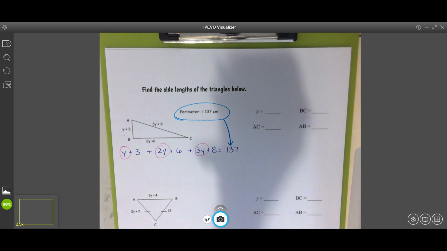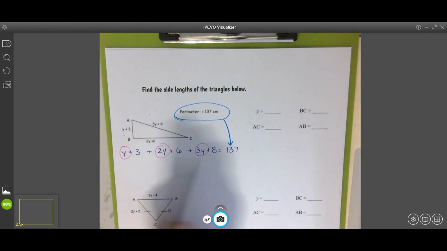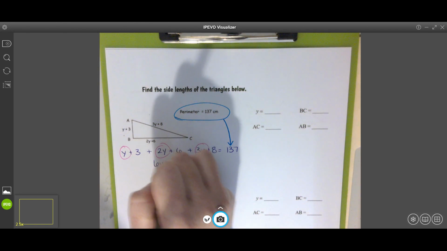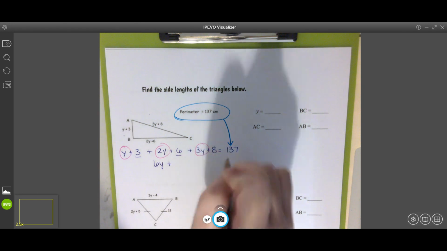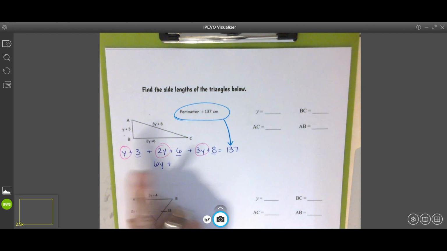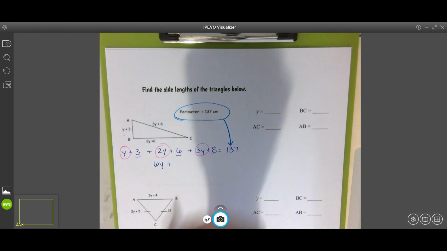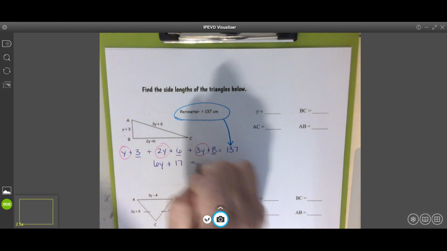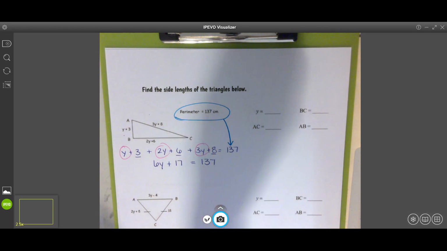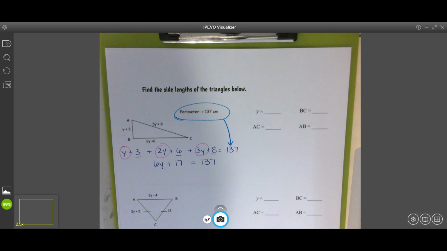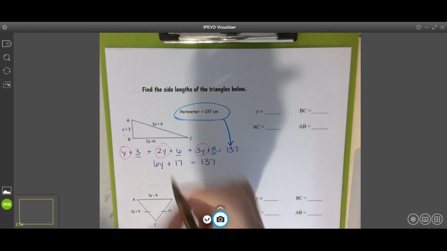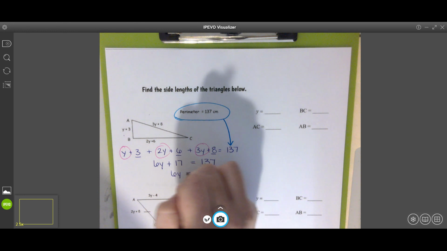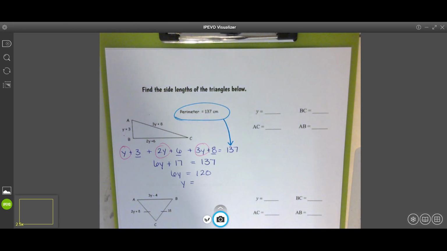When I do that, you can see that I have 1y, 2y, and 3y, which makes 6y. My constants, I'm going to add them up. I have 3 plus 6 plus 8, which gives me a total of 17. And now I can solve my equation to get y by itself. So I'm going to subtract 17 from both sides. And then I'm going to divide by 6.